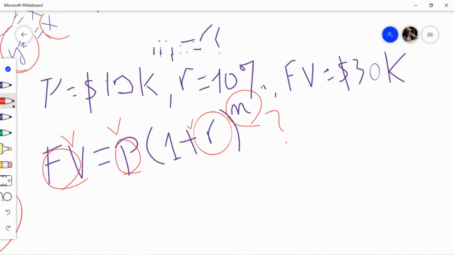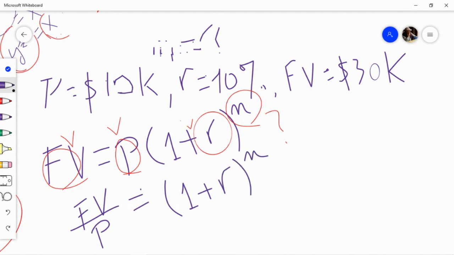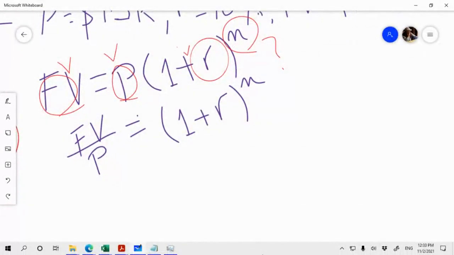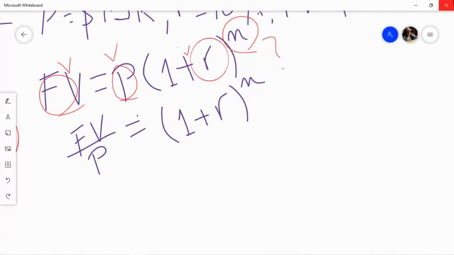That's a big question, because first we need to isolate whatever we can. So first you divide both sides by P. On the right-hand side, you will have (1 plus r) to the n left. And again, now we come to an impasse, a dead end. Is it really a dead end?